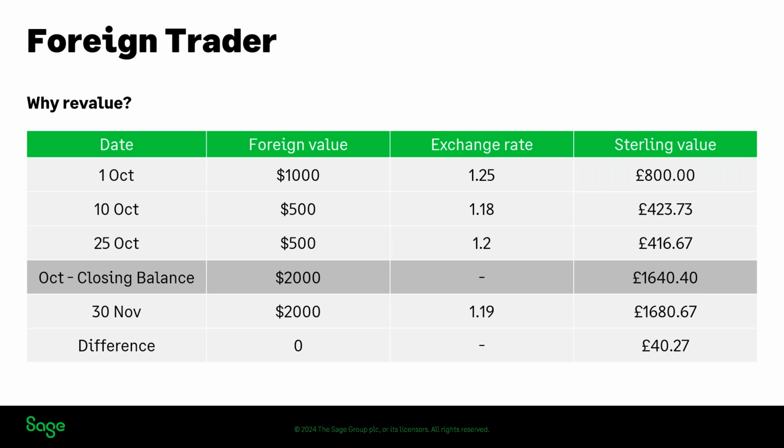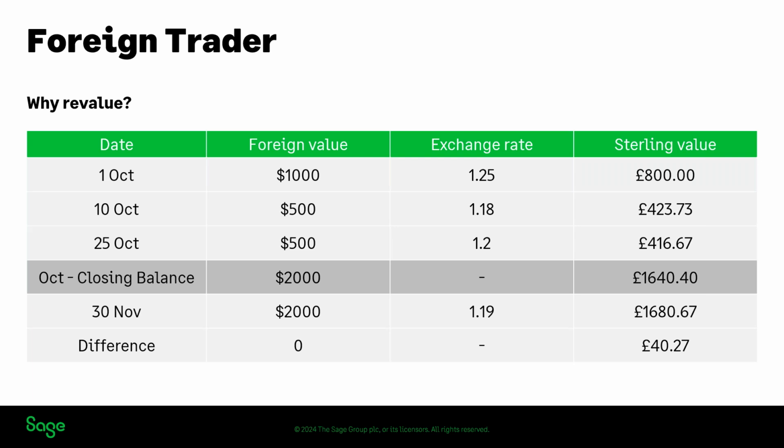What we'll also do though is at the end of November, we're going to say there's no other transactions. At the end of November, we've still got $2,000 in that account. But the exchange rate at the end of November is 1.19. Now, if we were to take that $2,000 out of that account at that point, at the exchange rate of 1.19, the sterling equivalent value of that $2,000 is 1680.67. So there is a discrepancy there.